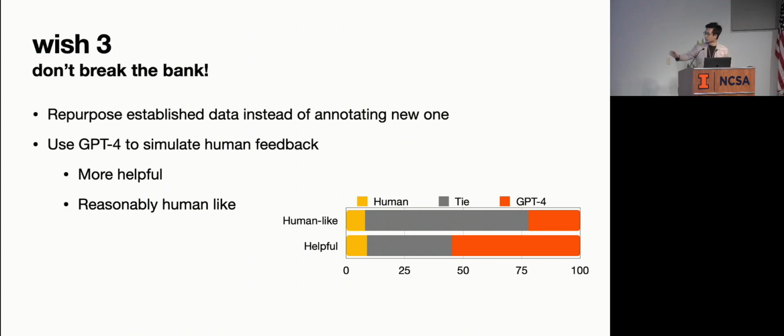So, for example, we ran a human evaluation, basically trying to compare the helpfulness and the human-likeness of GPT-4 generated and human-generated feedback. It turns out GPT-4's feedback is much more helpful than human-produced ones, which is not surprising. And it is kind of interesting to see that GPT-4 generated texts are considered more human-like than human-produced ones.